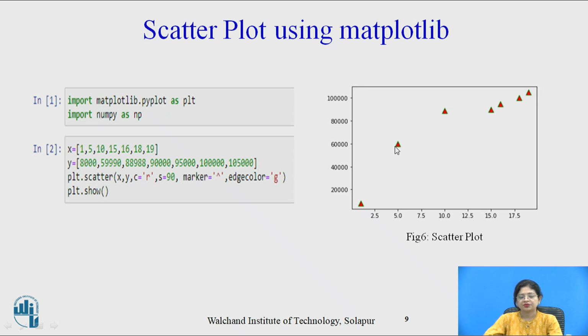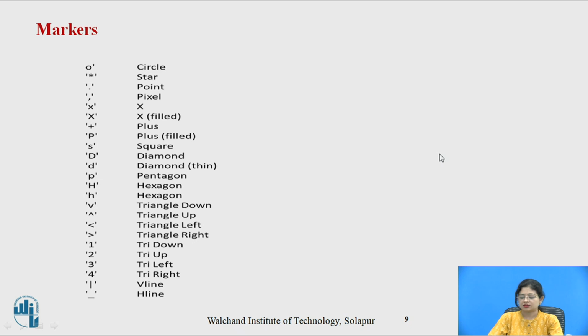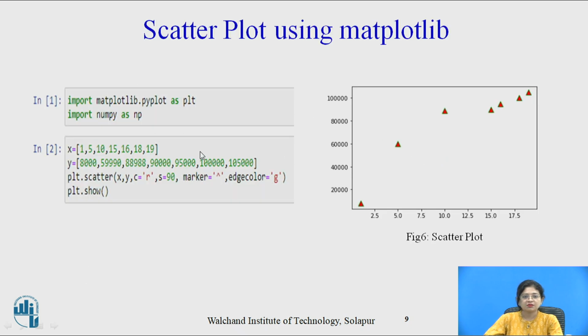So look at here. The triangle is red color and its edges are in green color. So this is a simple scatter plot. If I want to give parameters to this scatter plot, let's see. Before that, now look at here marker. Marker, this is the upper triangle.